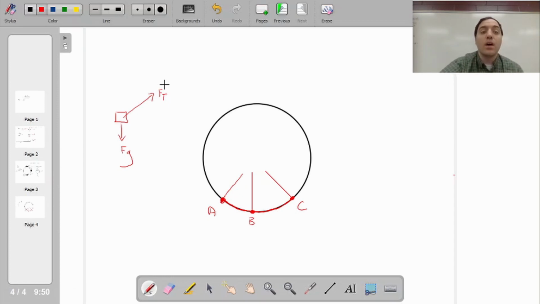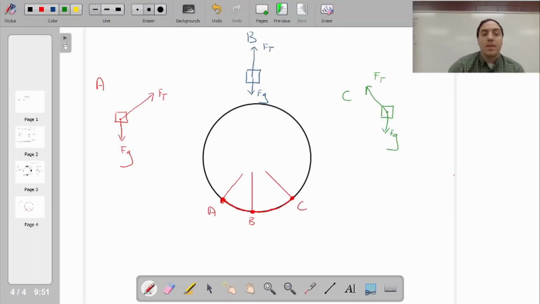Go ahead, do the other ones on your own. Give it a try. Okay, so in this diagram, I've done B and C. B at the bottom is the lowest point, and it's fairly easy. It's only got the tension pulling up and the force of gravity pulling down. But you'll notice that the tension is notably larger than the force of gravity.